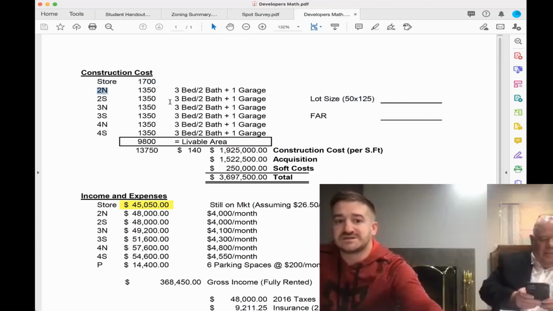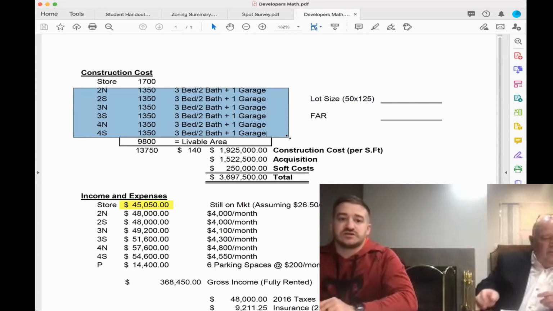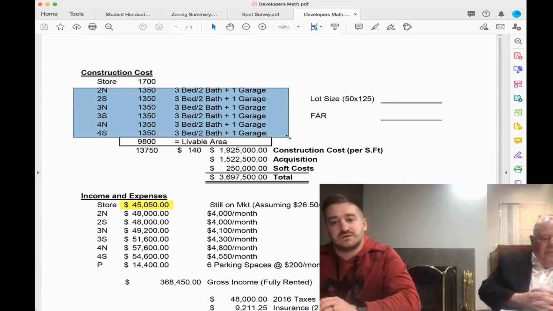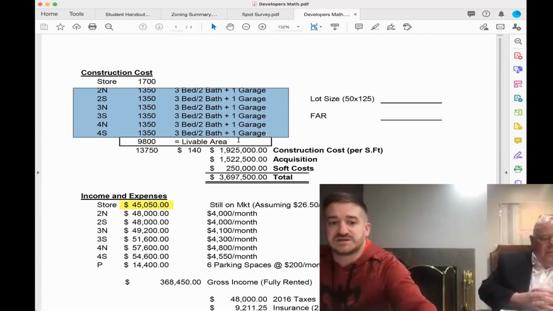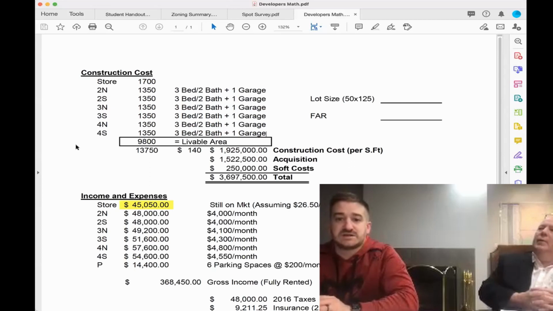And then he built 6 three-bedroom, three-bath units with 1 garage spot, all 1,350 square feet. He did 6 of them over his retail. The reason he built them a little smaller is, as you can see here, his livable area is 9,800 square feet, and that's because he added an elevator to this building.